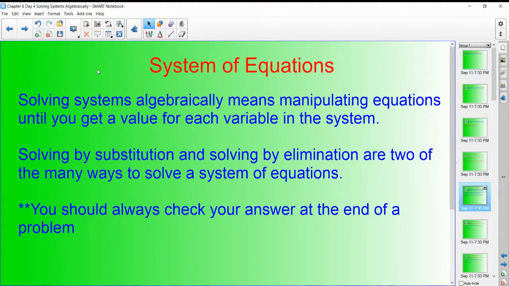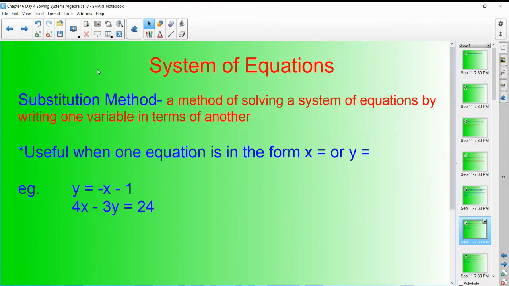Now, you've seen me make mistakes already in my videos, and then at the end I catch them because I check. Now you don't need to show your check, but I'd recommend putting your solution back into each equation, making sure that that solution works for all of the equations. Now the first method we're going to talk about is the substitution method.